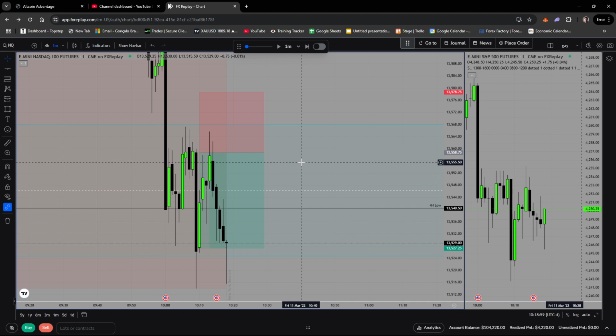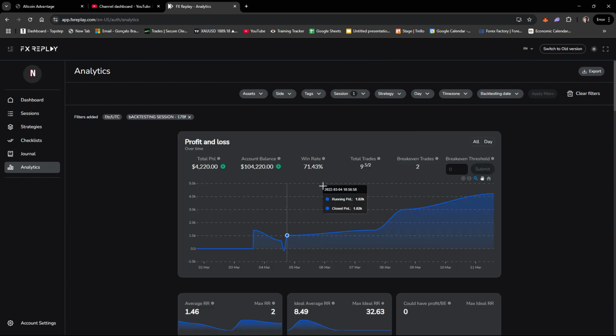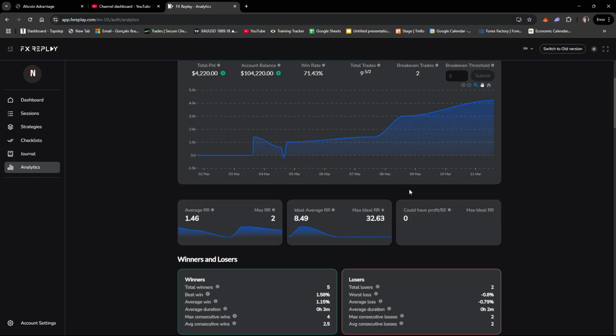We've done an hour of backtesting. Pretty good win rate. Let's go and check the analytics here. We took a few losses, a few unnecessary positions, but we still had a 71% accuracy. We took 9 trades, 2 were break even. My average RR, which actually doesn't make sense, should be 1.5. Should be 1.5. And the highest win should be 1.7.